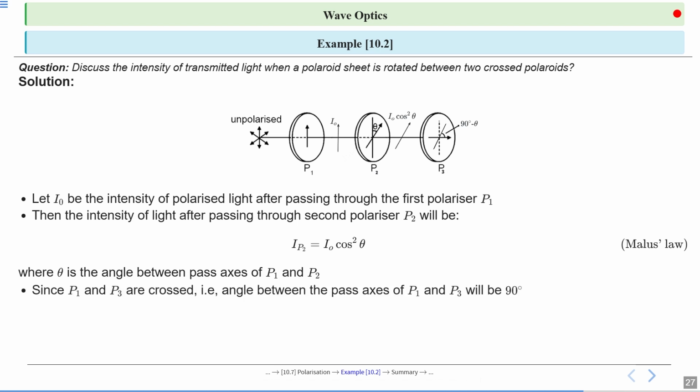Since P1 and P3 are crossed, the angle between their pass axes is 90 degrees. This means that without any other polarizer in between, no light would pass through. However, by introducing P2 and rotating it, we can control the light intensity.